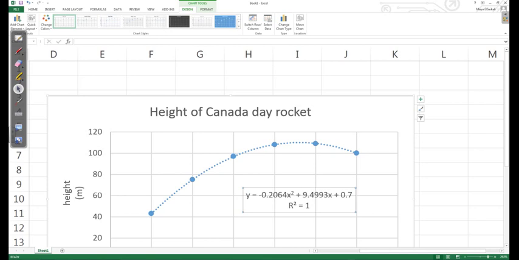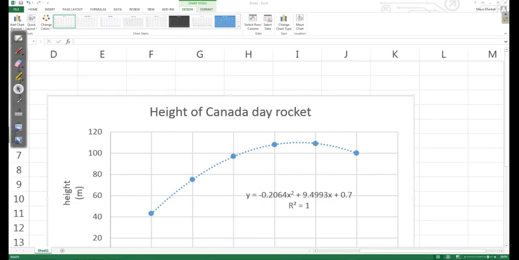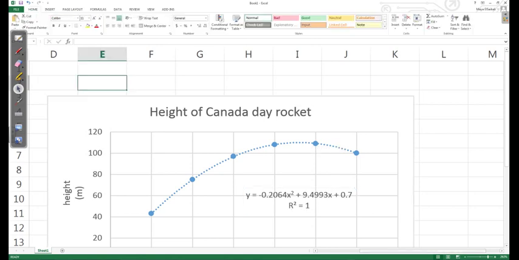Okay, guys, the question is asking us to find the maximum height. If you look at the question, it says determine the maximum of the regression curve. So where would your maximum be? The highest one is 25 distance, but it looks like it's somewhere right here maybe? 109 looks like it's the highest, right?